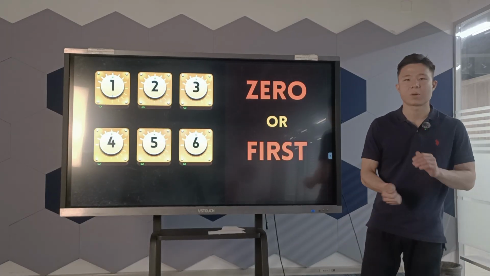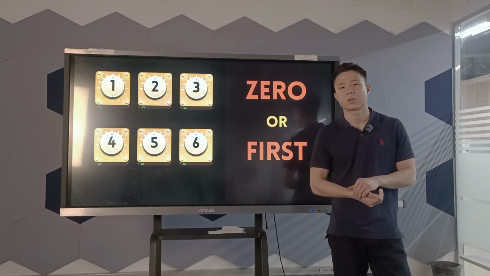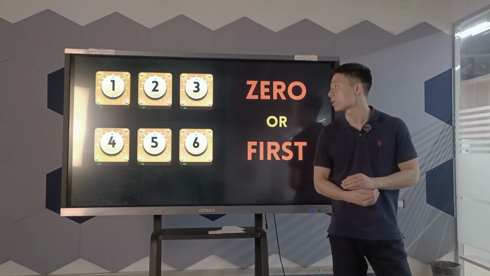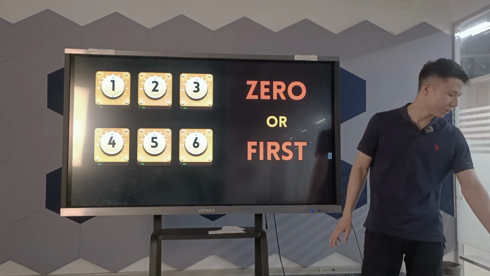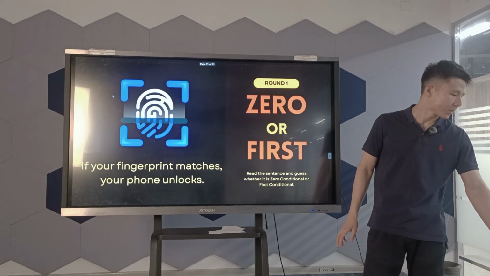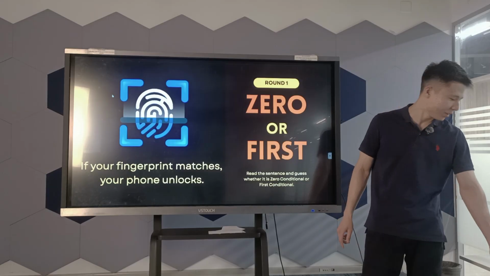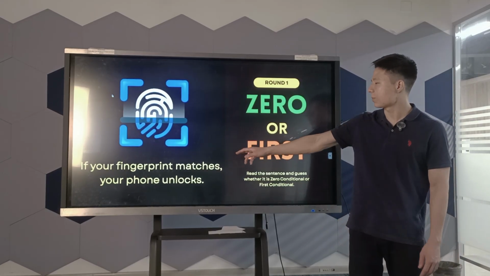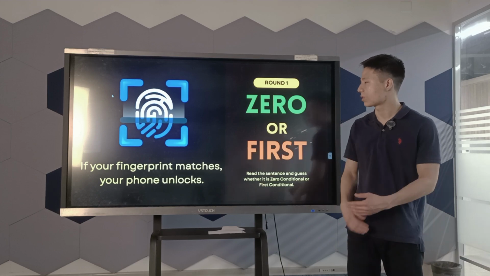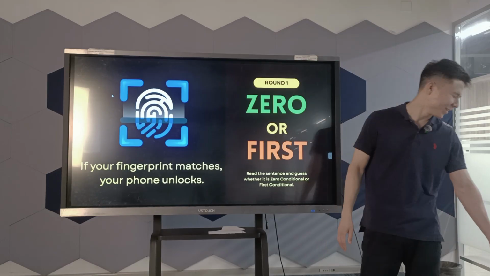Okay, let's do some activity. In this task, I'll give you a text, and you should guess what it is: zero or first conditional. Okay. So the first one, you're right, is zero conditional because it's a general fact. If your fingerprints match, your phone unlocks, it's just a fact. And the structure is if plus present simple and present simple.